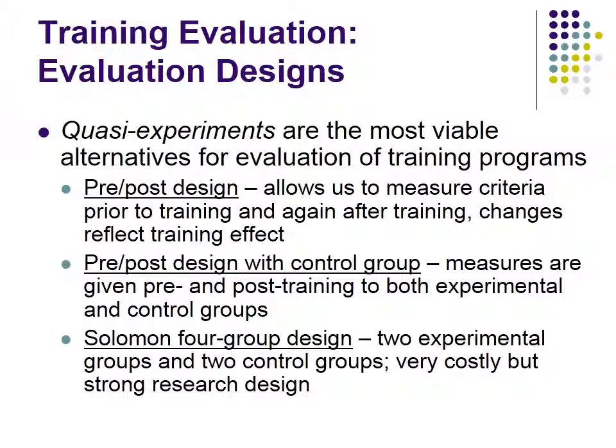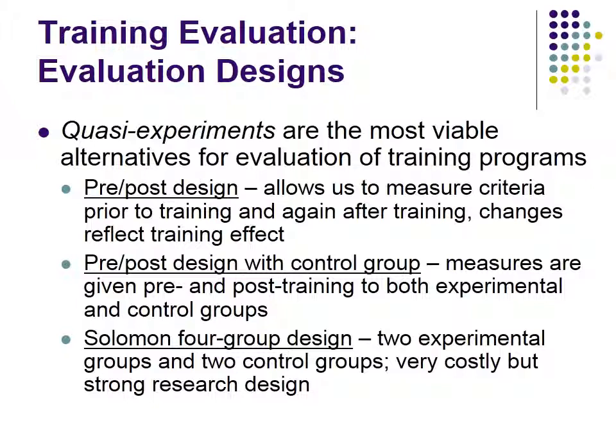Now, a better design would be if we could do a control group. So we still do pre and post-test, but now we actually do a pre-test on the people that are taking our training and a group that's not taking our training. So we're getting some experimental control now. And then after the training, we give them all the post-test.